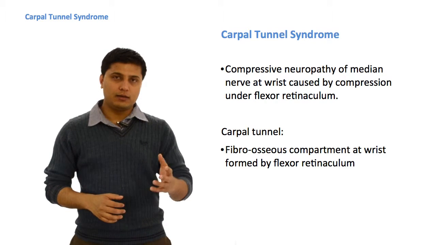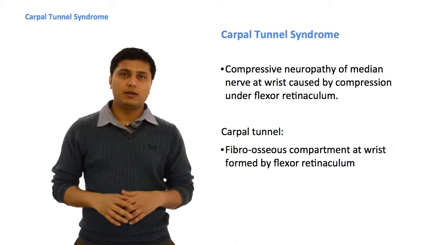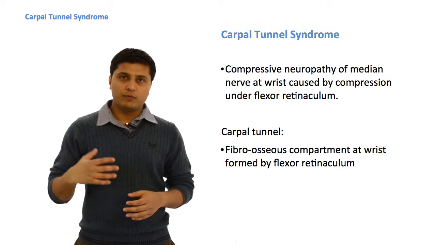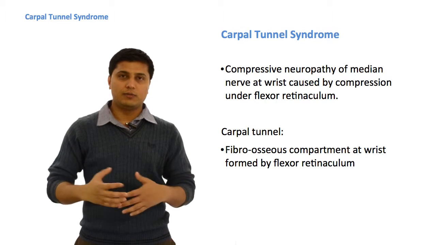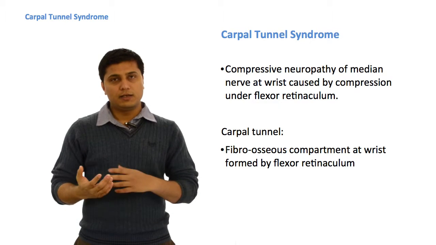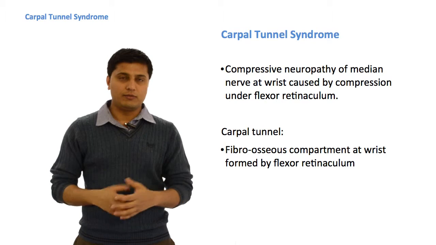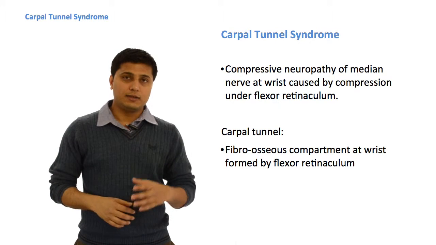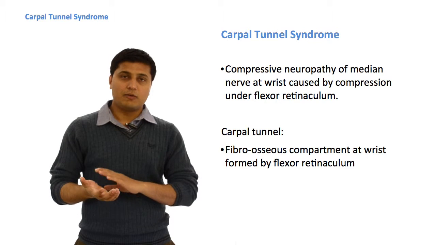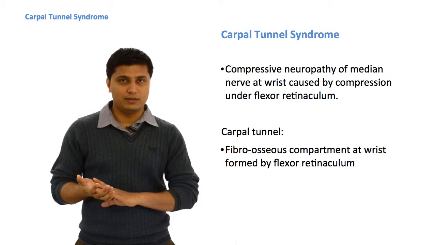Let's talk about another condition, which is carpal tunnel syndrome. This is a very common condition, very important as an undergraduate as well as a postgraduate student. What is carpal tunnel syndrome? Carpal tunnel syndrome is a group of signs and symptoms caused by compression of the median nerve at the level of wrist. So in other words, if you have to define it, it's a compressive neuropathy of median nerve at wrist caused by compression within the fibro-osseous compartment, which is the carpal tunnel.